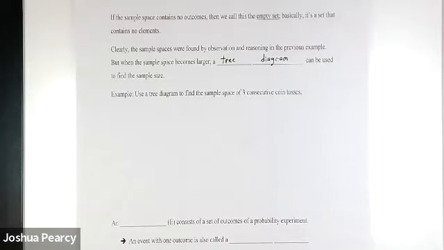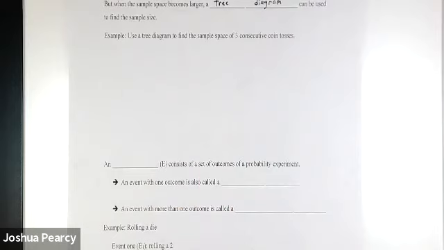So, let's see if I can get that right. Ta-da. So, everyone okay up to there? Everyone online, have I confused you yet? Awesome. So let's look at this example. Use a tree diagram to find the sample space of 3 consecutive coin tosses. So let me turn this back over here so they can see it online too.